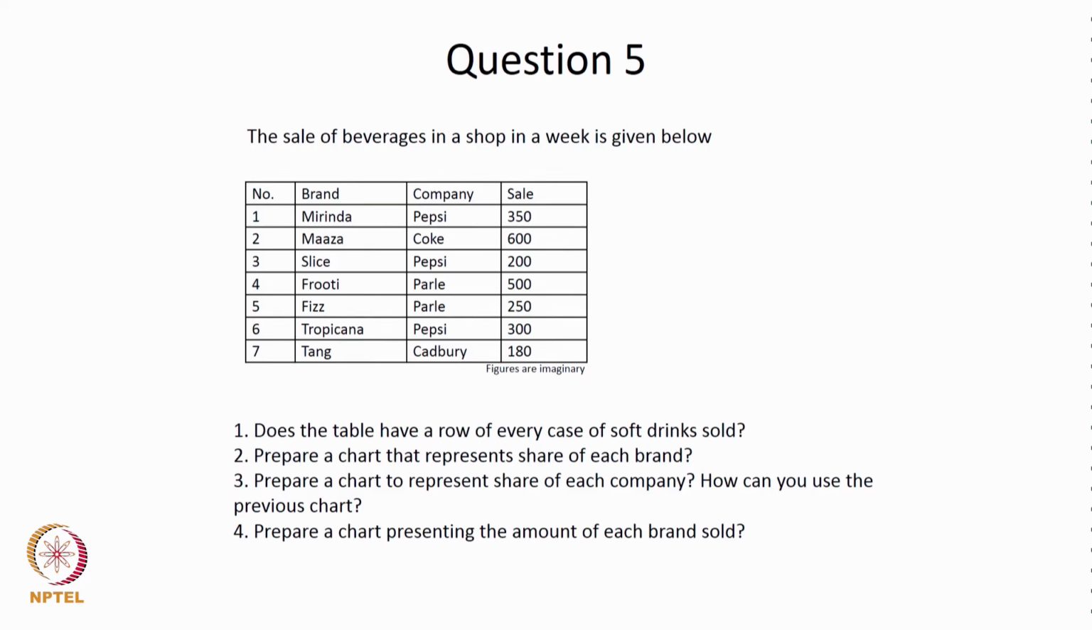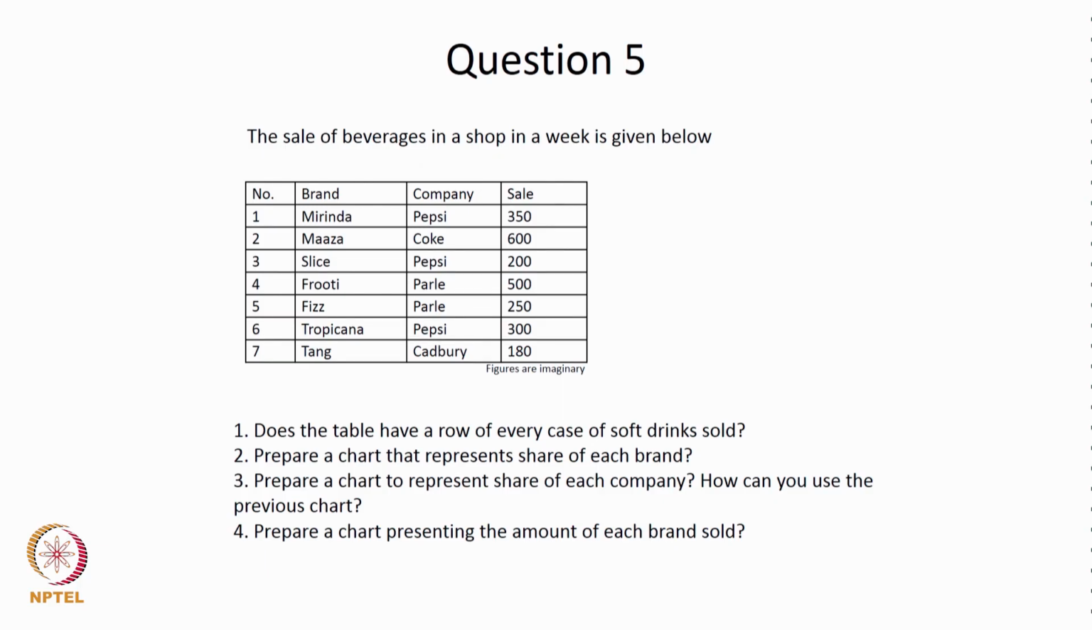Prepare a chart to represent the share of each company. How can you use the previous chart? Once again, you find the word share in the question, and therefore, we could look at a pie chart to represent. Even though there are 7 brands that are listed here, there are fewer than 7 companies. Therefore, we have to do the sale company wise and then find the proportions and then draw a pie chart for this. How do we use the previous chart? We can aggregate the values from the previous chart, and then we can use that.